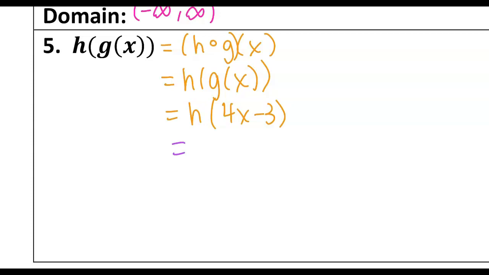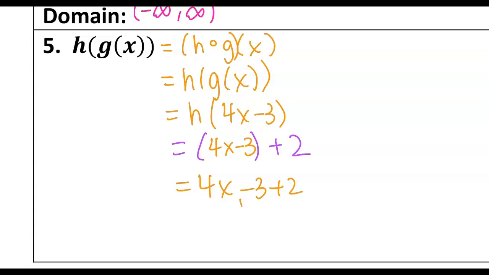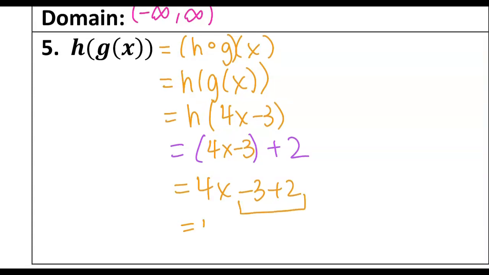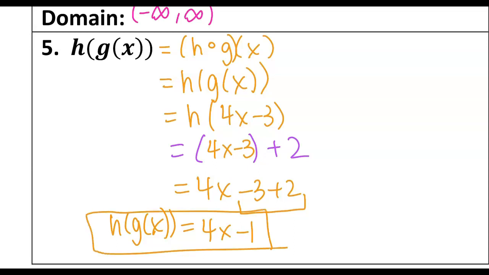So the h part is using the h function, x plus 2. In that parentheses for x, I'm going to replace it with that 4x minus 3. Omar, what would I do from here? Is there anything to distribute? No. So what could I do with the parentheses? And now what? And what is negative 3 plus 2? So h of g of x is equal to 4x minus 1.